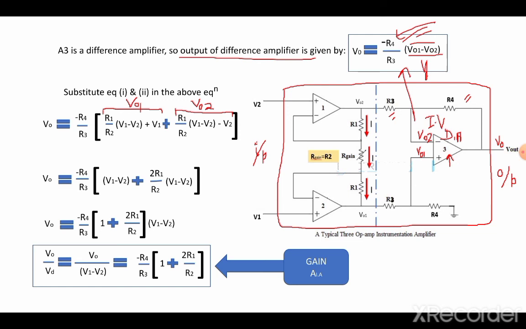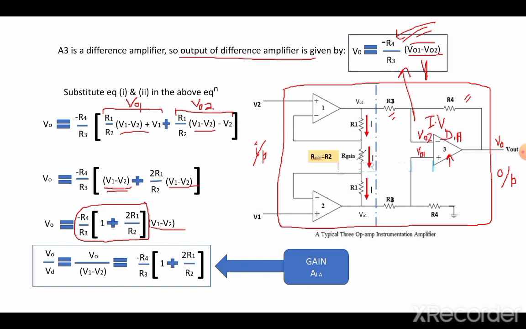Now when we substitute the values of V01 and V02, we simplify this equation by taking V1 minus V2 as common. We are left with 1 plus 2R1 over R2 times (V1 minus V2). Now if we take this V1 minus V2 out of the bracket, then we are left with minus R4 over R3 times (1 plus 2R1 over R2).